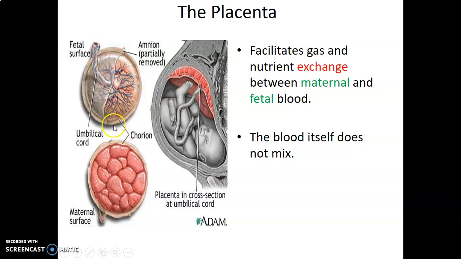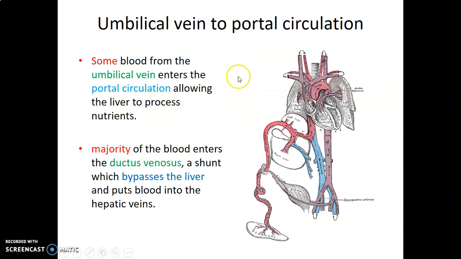So this is the placenta, the maternal surface. The placenta facilitates exchange of nutrients, oxygen, and metabolic waste between maternal and fetal blood. But the mother's blood and the baby's blood do not mix. Some blood from the umbilical vein actually enters the portal circulation. Therefore, it allows the liver to process these nutrients that are coming in.